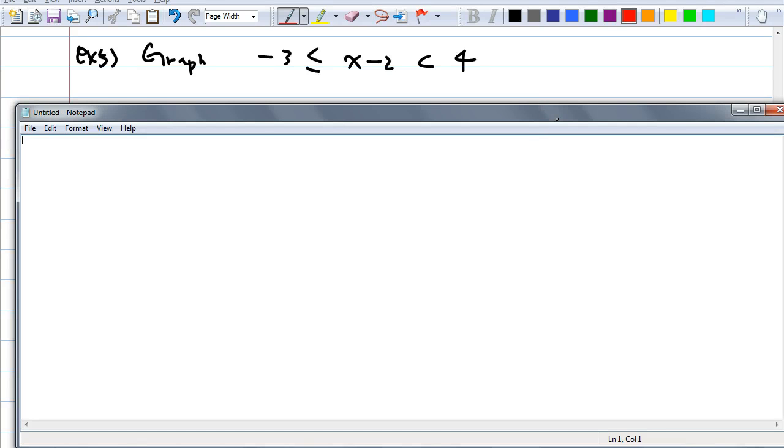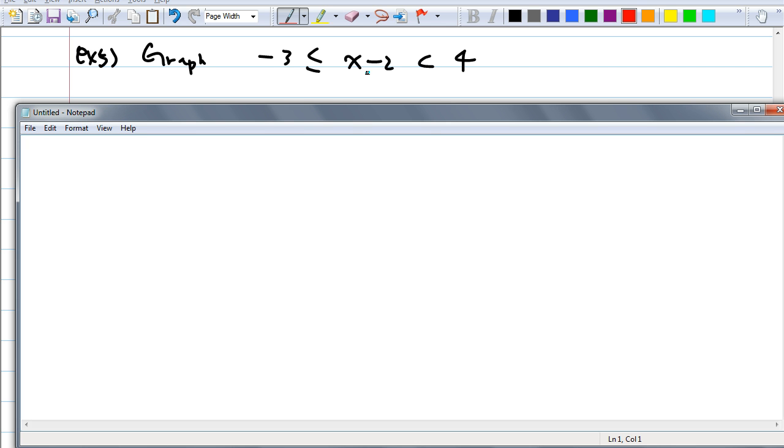So, example 5 says graph -3 less than x minus 2 less than 4, and you say, wait a minute. This would be great if I had what in the middle by itself? x. This time it doesn't. If I just had x in the middle, I know it would be between -3 and 4, something like that, right? But that's not what we have. We have x minus 2.